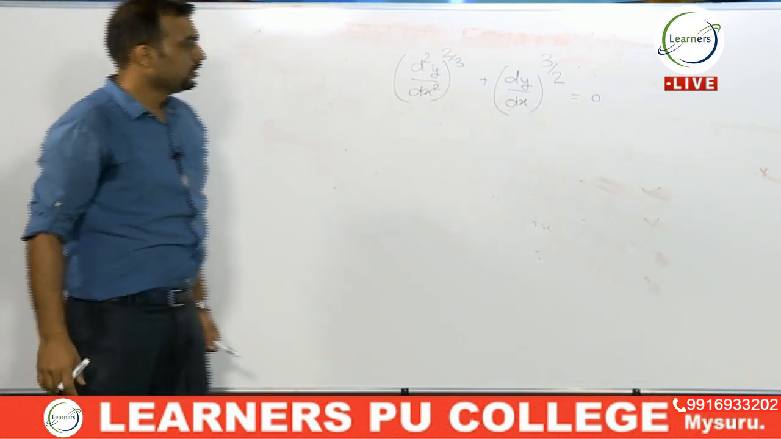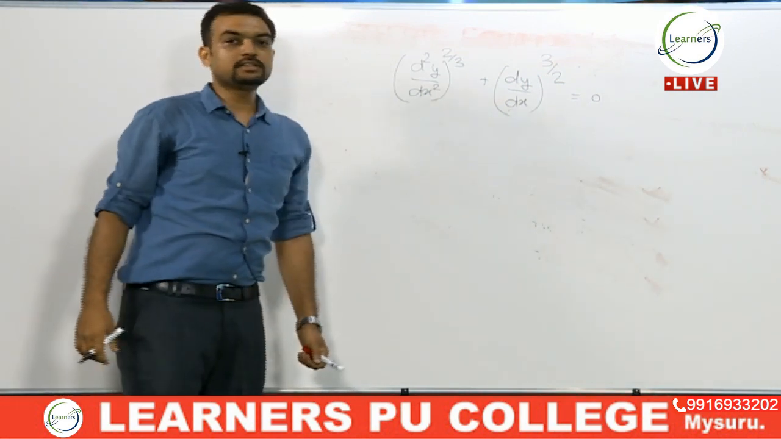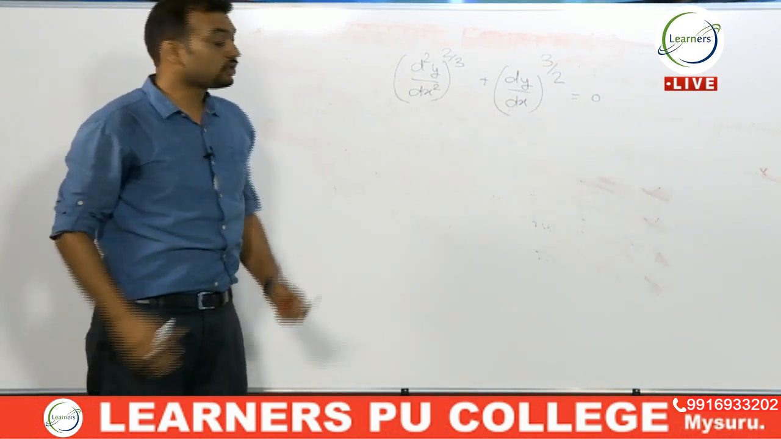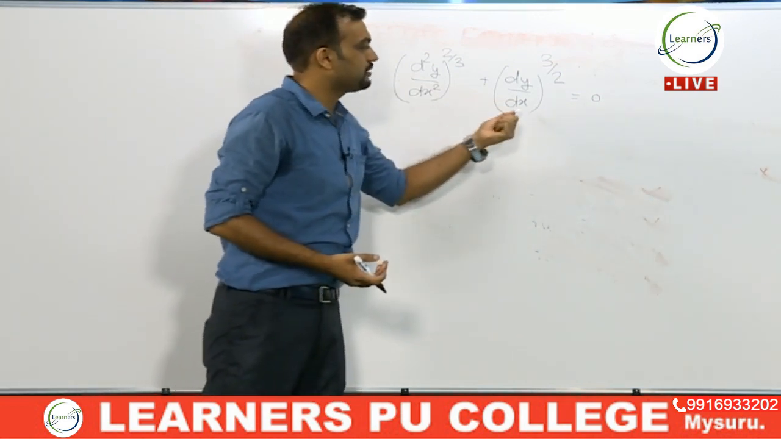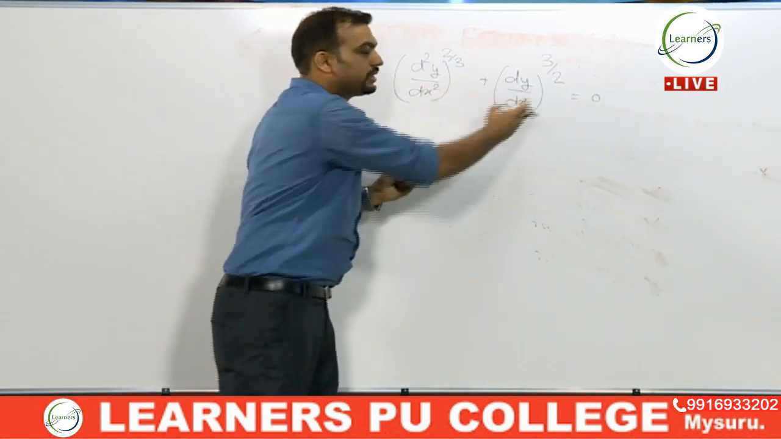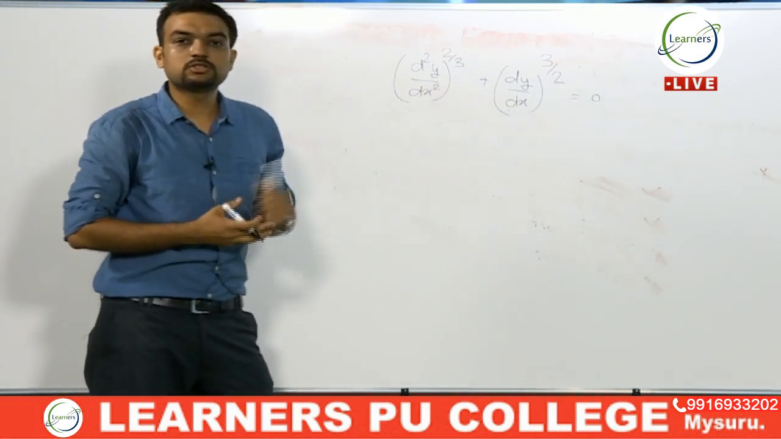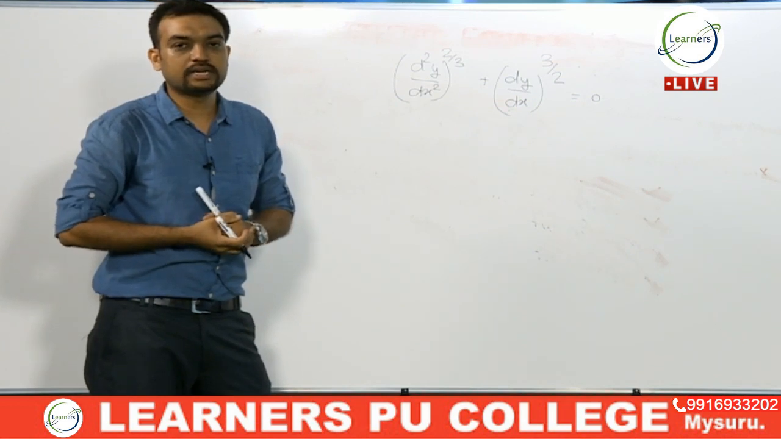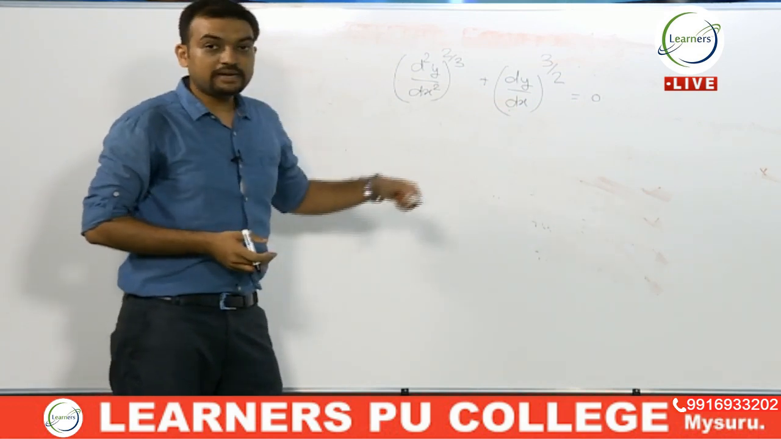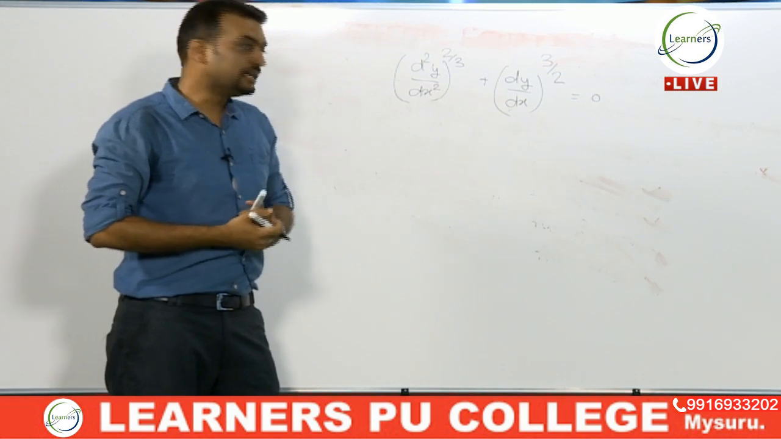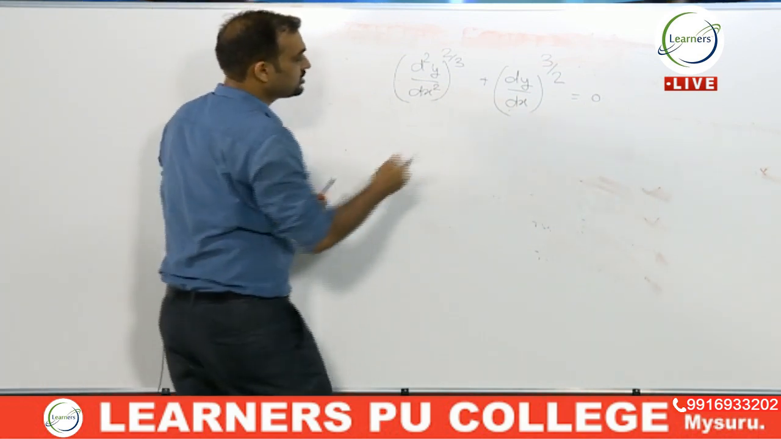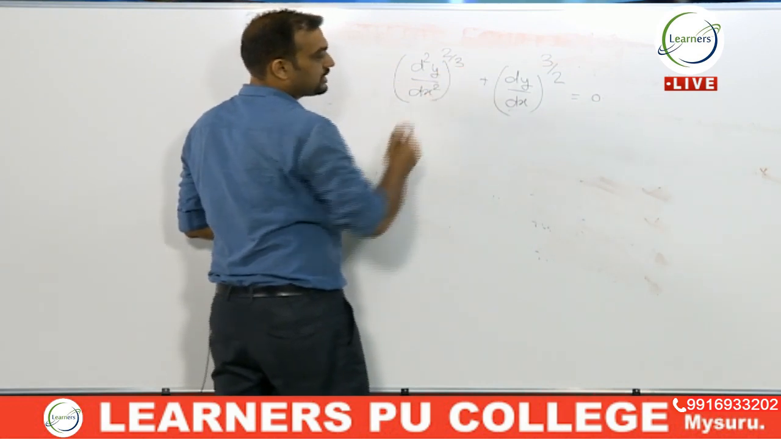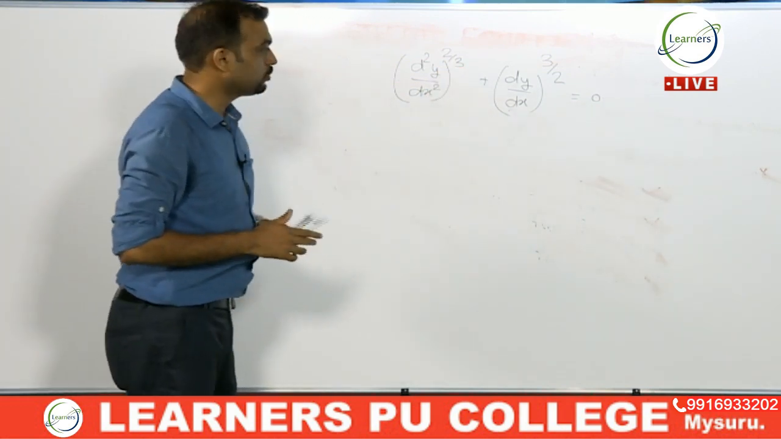Now first we will see whether it is free from the fraction power, whether it is polynomial in its derivative term. You will say, sir, it is not polynomial in its derivative term, so the degree of this differential equation does not exist. But can we make it polynomial? Yes, we can make it polynomial. How? This is d square y upon dx square power 2 by 3 plus dy upon dx power 3 by 2 is equal to 0.